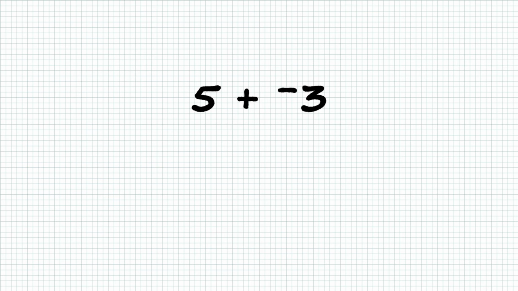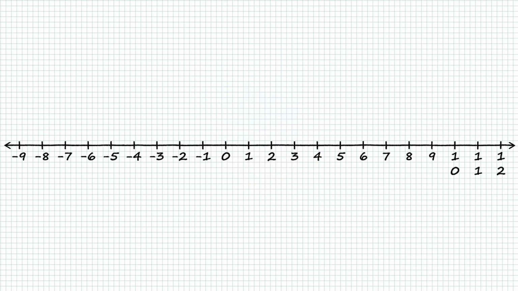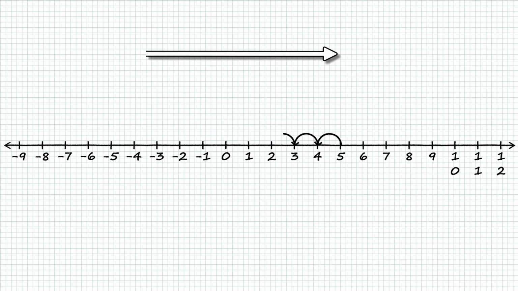So we must have 5 plus negative 3. This means that subtraction is the same thing as addition of a negative number, or to put it another way, addition and subtraction are fundamentally the same thing. We can always rewrite a subtraction as an addition with the number negated. Mind blown! Addition on our number line requires us to face right, and the only way we can do that is if we move backwards. In other words, if the second number is negative, we just move backwards instead of forwards.